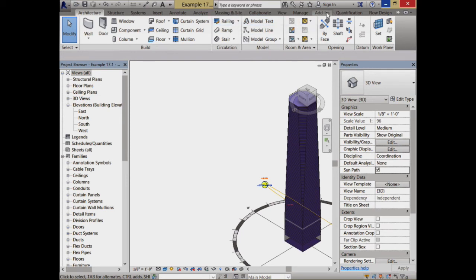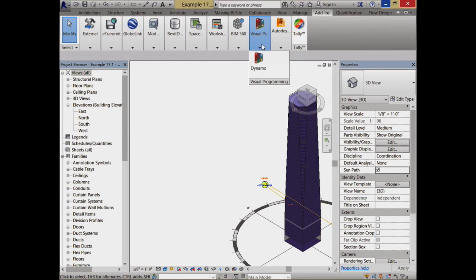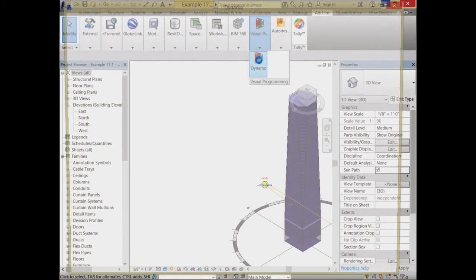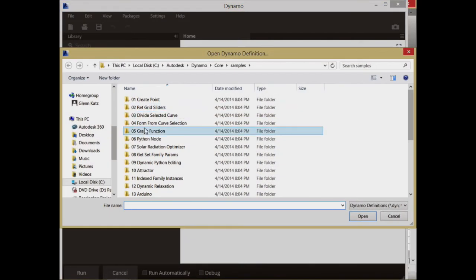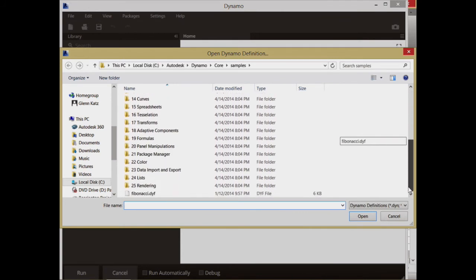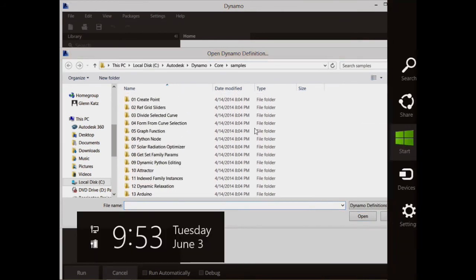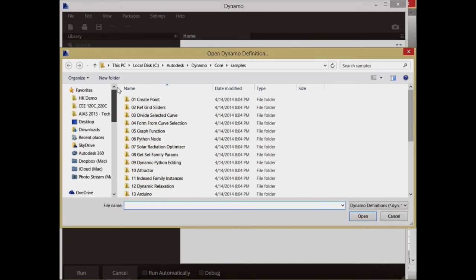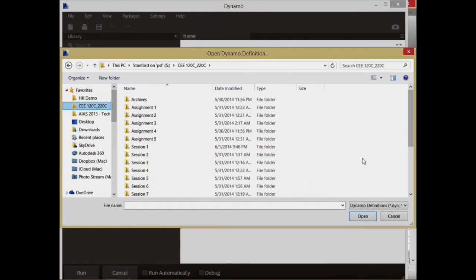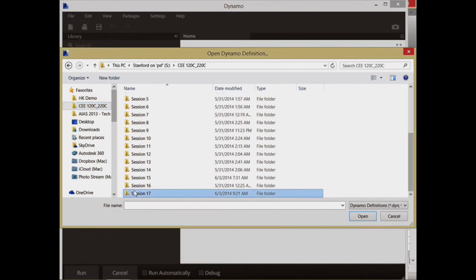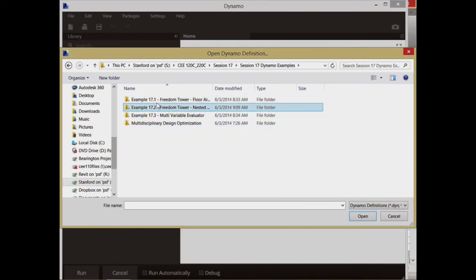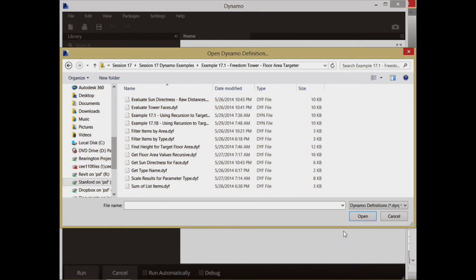Okay, so in terms of this, if I go back to Dynamo, where we had left this is we had set up a script to play around with the notion of changing the building height to always go through and optimize, or always give us 4 million square feet. So let me go into session 17 and we'll open it up. It's happening under 17.1.